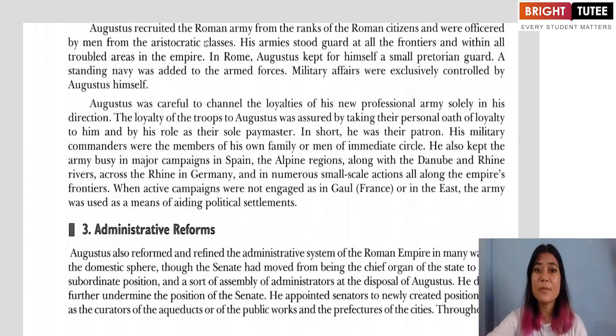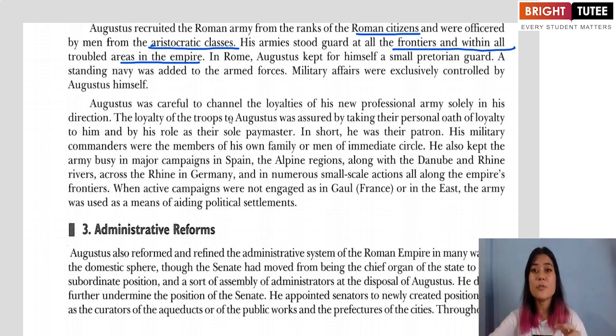Now, Augustus or the emperor recruited the army from Roman citizens, from the common citizens, and the officers came from the aristocratic classes. So the soldiers came from the common people, and the officers were recruited from the aristocratic or wealthier classes. The army stood guard at all frontiers and within all troubled areas in the empire. The armies were stationed at the frontiers, the border areas of the territory, and also at troubled areas where people would challenge the officers and the emperor.